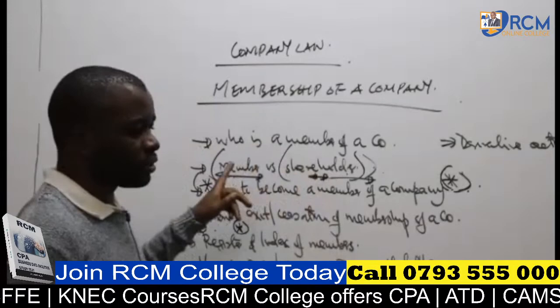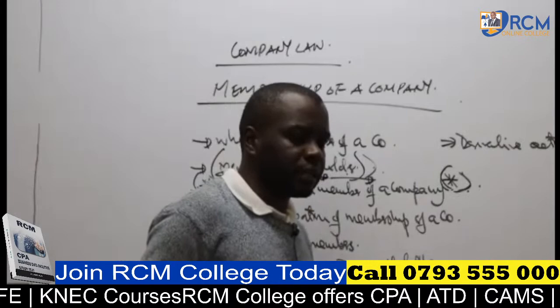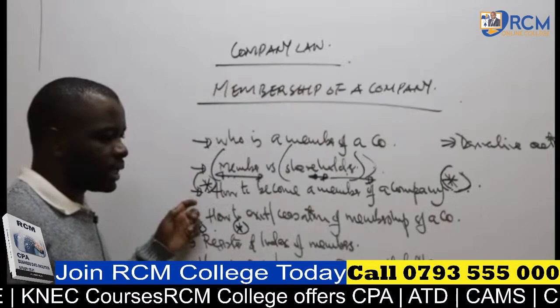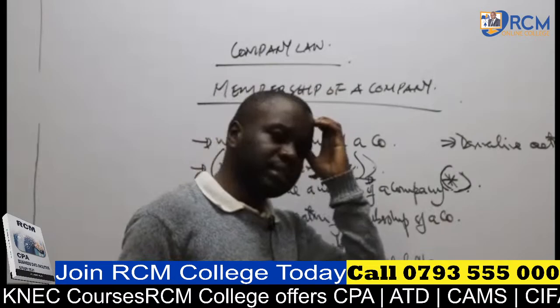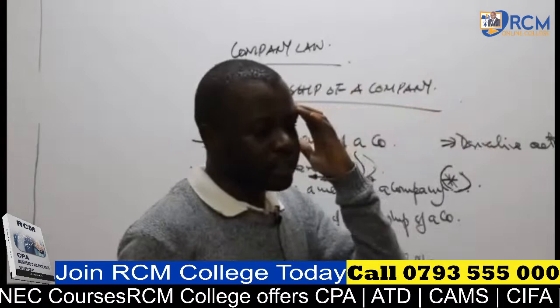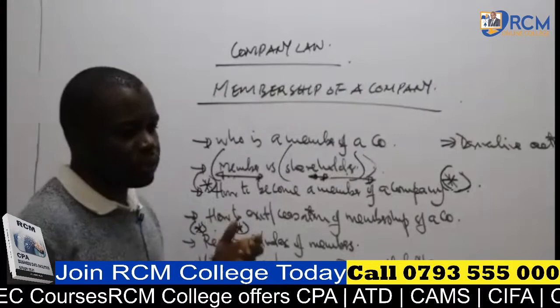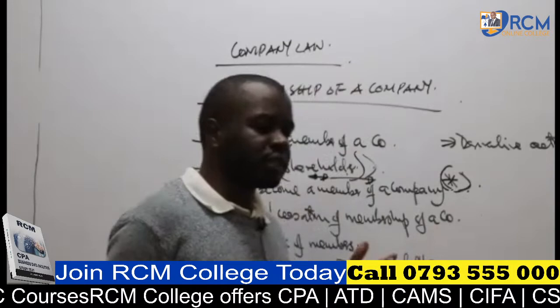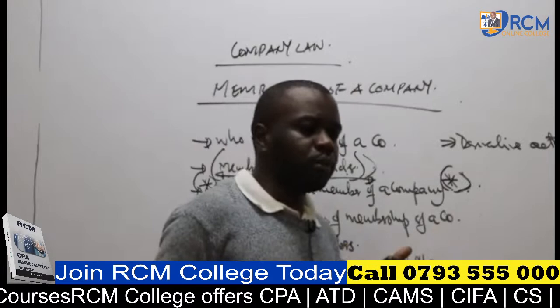Even though we've mentioned quite obviously that when you buy shares in a company, you become the shareholder and become the member of the company, under exceptional circumstances you might find that a person is just a member and is not actually a shareholder, or sometimes is just a shareholder and is not actually a member. So the key interest here is for you to know what those exceptional circumstances are, under which a person is only a shareholder and not actually a member of the company.